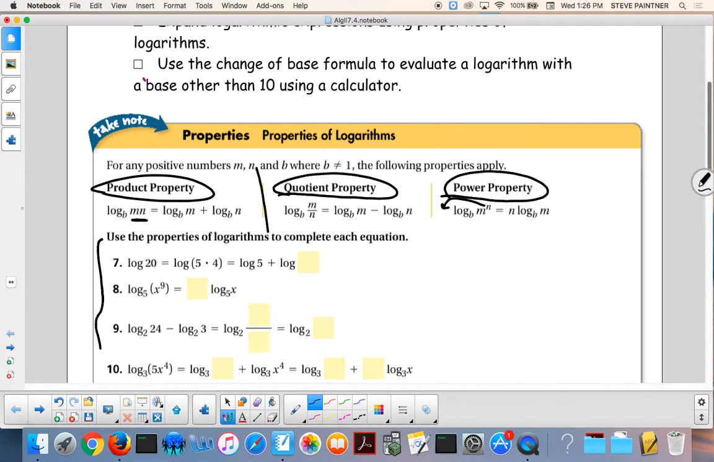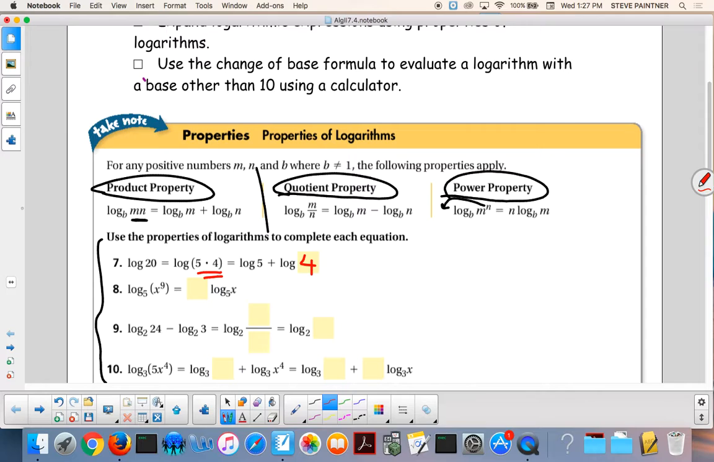All right, here's some quick practice. Log of 20. Okay, what's log of 20? Well, log of 20, we can change to log of what? 5 times 4, because that is 20. Can you break that up? Multiplication breaks up into what? Addition. So you'd say log of 5 times 4 is the same as log of 5 plus log of 4. That's all it is. And this is what you're doing today. They're just pretty much laying it out for you. They're doing most of the work.